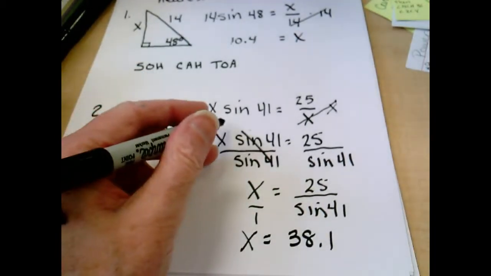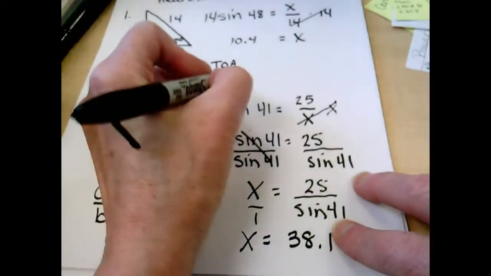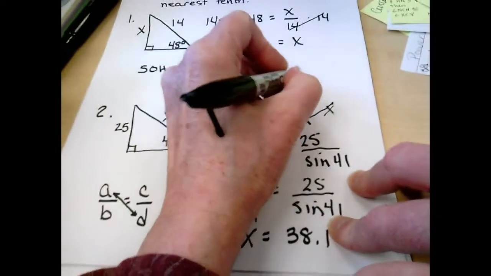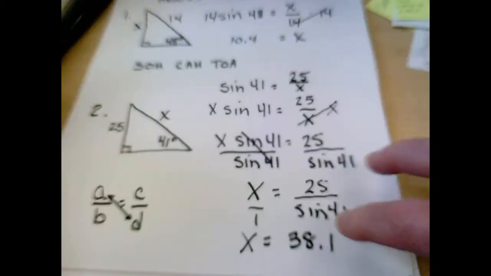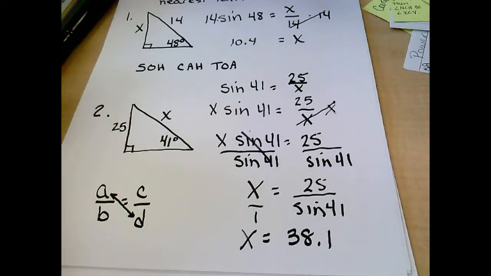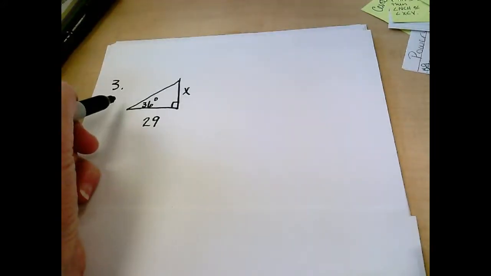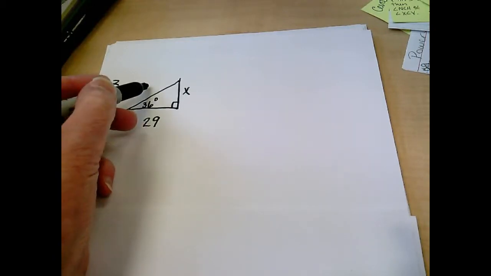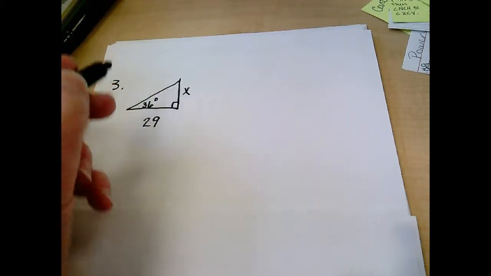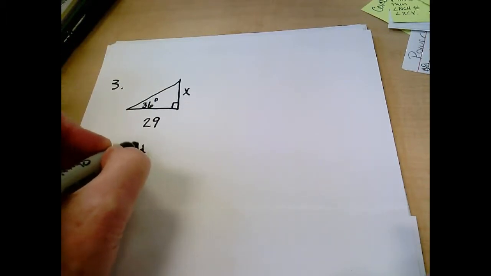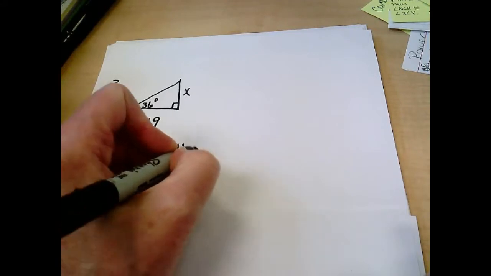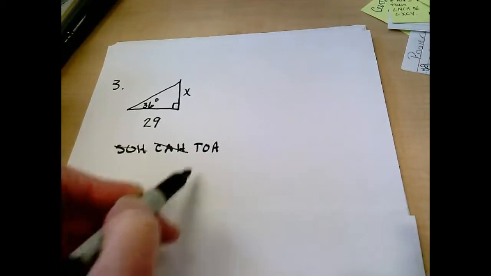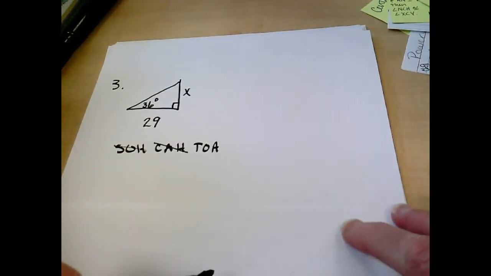So always set up your problem first. And that original problem was sine of 41 was equal to 25 divided by the x. And then go about solving it. So in problem 3 that I'm giving you an example of, I have my angle. I don't have my hypotenuse at all. So with SOHCAHTOA, the only one that does not use my hypotenuse is tangent. You can narrow it down rather quickly.